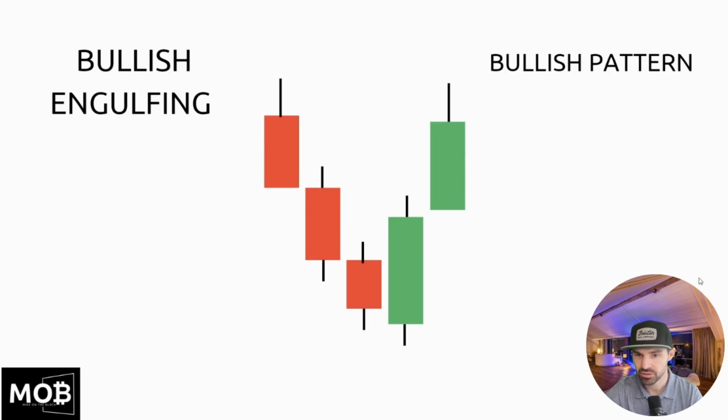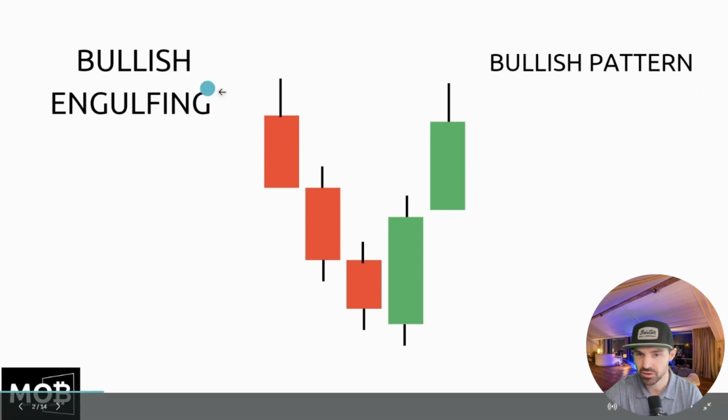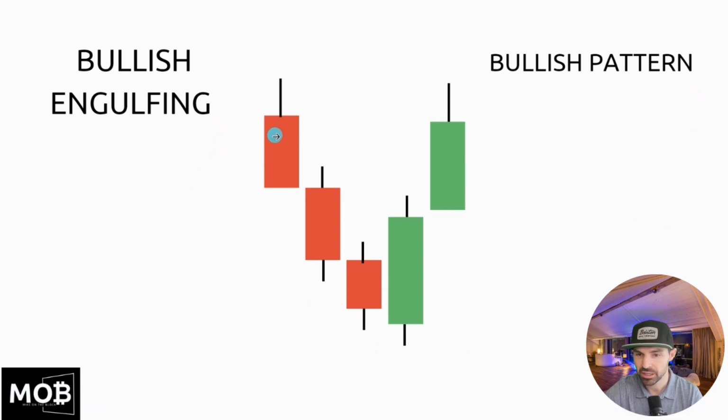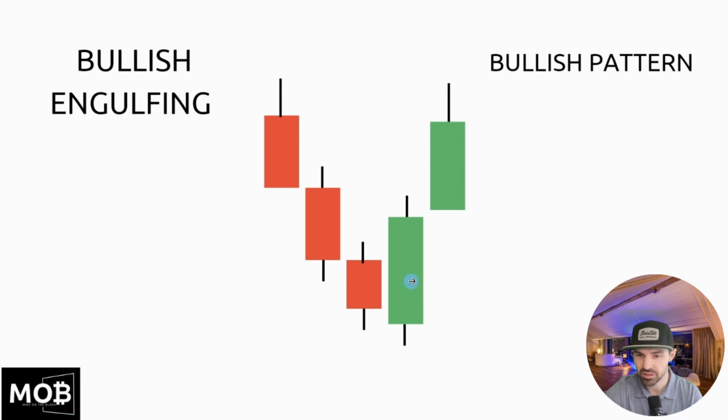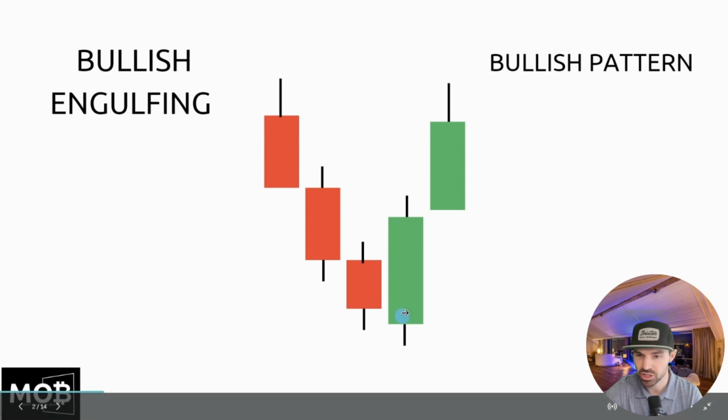Okay, so this is the bullish engulfing candle. This is basically a bullish pattern. As you can see here, the market is trending down. We have 3 red candles in a row, and then the bulls step in here and completely buy up the market. And this candle, as you can see here, has totally swallowed up this red candle. That's why we call it a bullish engulfing candle.